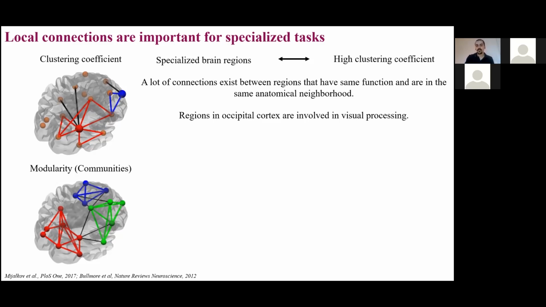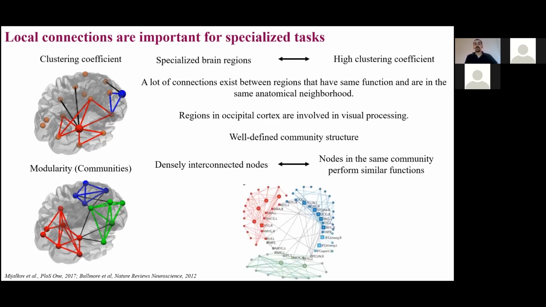Now, another structure which is very important for the brain for localized tasks is a well-defined community structure. You could imagine here that these densely interconnected nodes that are all in the same module would be connected together in order to better perform those specialized tasks. And therefore, we come to the conclusion that nodes in the same community would perform similar functions.